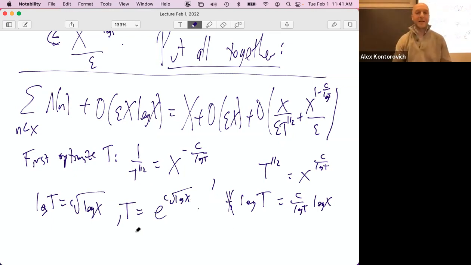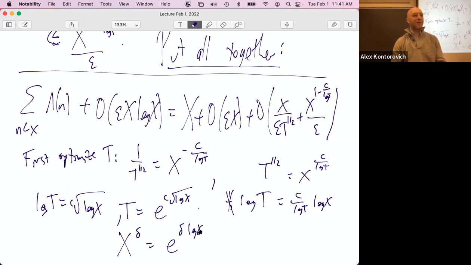Now, just to compare that to any power of x, if you guys aren't used to these kinds of weird functions, if I take x to some power, x to some delta, that's e to the delta log x. So this is root log x, which is much, much slower growing than log x. And what do we save? We save x over t to the 1/2. T to the 1/2 is also e to some constant root log x.